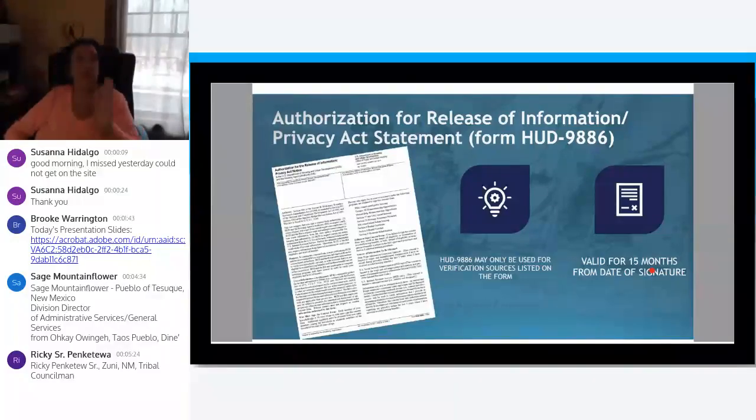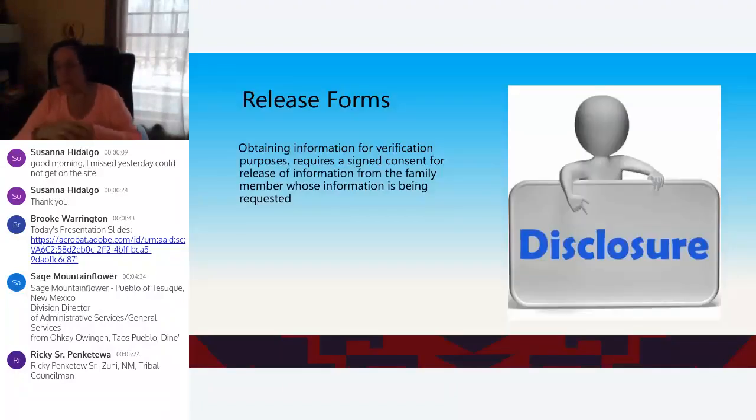Anytime you do research, definitely get all those done, but other times too. And it can only be used for the sources listed on the form. So you make sure you list everybody, all utility companies in the state of Washington, banking institutions in the state of Washington, just make sure that it covers everybody that you could possibly need. That will cover that. So your release forms: obtaining information for verification purposes requires a signed consent for the release of information from the family member whose information is being requested.